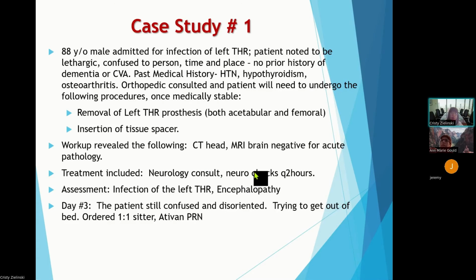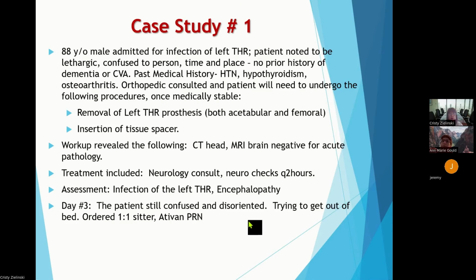Workup revealed the following: CT head, MRI brain negative for acute pathology, and the treatment included neurology, neurochecks every 2 hours. Assessment: infection of the left total hip replacement, and encephalopathy. Day 3, the patient still confused and disoriented, trying to get out of bed, ordered Ativan PRN. So what do you think would be our potential validation query here?